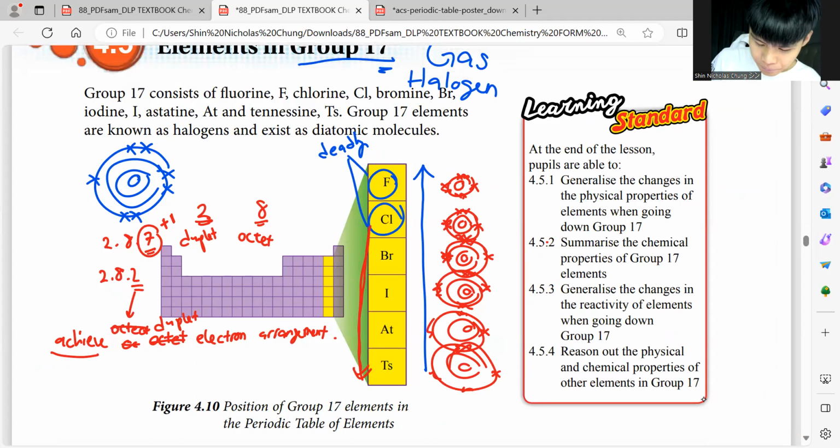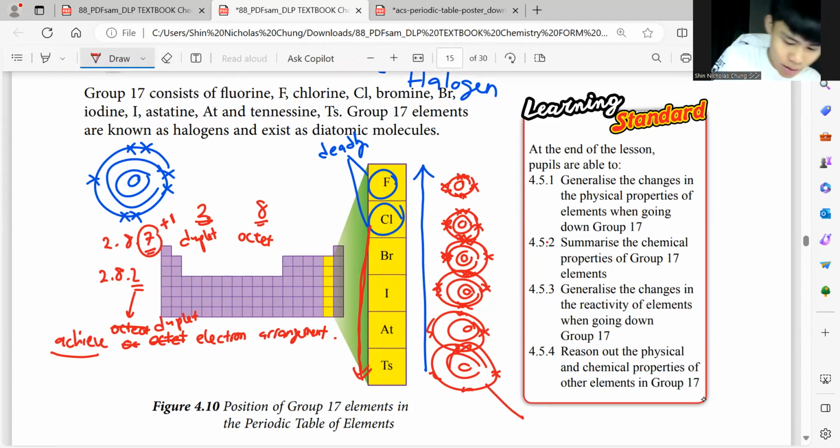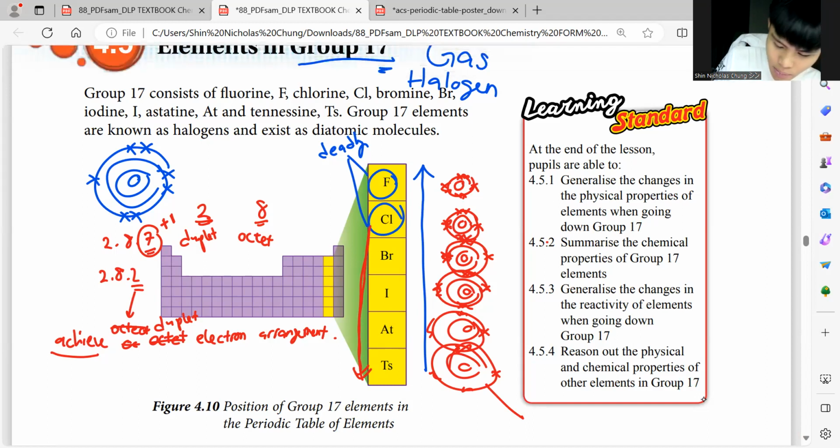So here we need to gain one. So let me ask you which one is easy to gain? You try to think which one is easy to gain? We only look at just this part.